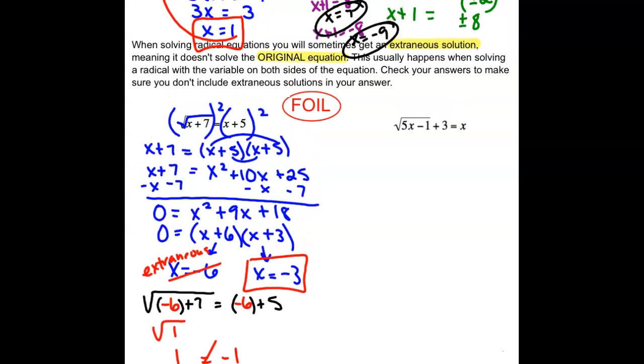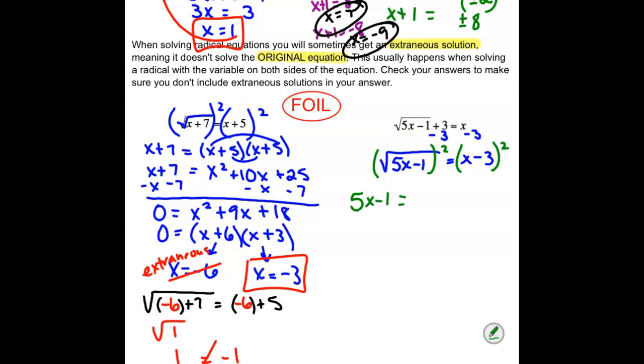Okay, let's try one more of those. Remember, you always want to isolate the radical first. So we're going to bring this 3 to the other side. We then have to square both sides to get rid of our square root. On the left, we get 5x minus 1. On the right, we're going to have to FOIL out x minus 3 times x minus 3. We get x squared. Insides and outsides both give us a -3x, so we're going to get a total of -6x. And -3 times -3 is positive 9.